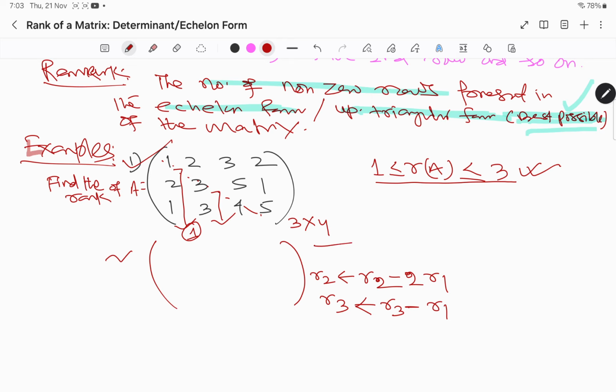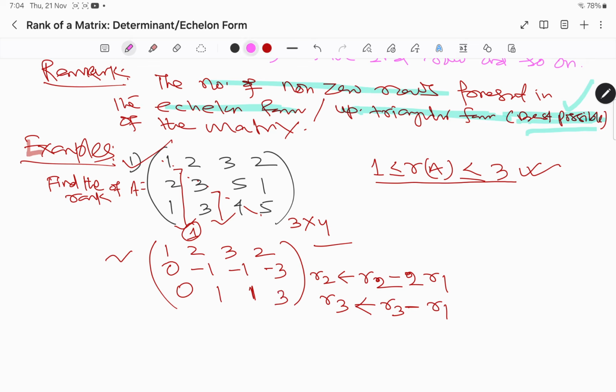So the first row remains as it is, 1 2 3 2. The second row, now 2 times the first row is subtracted here, so it is here 0, here minus 1, here minus 3. Then it is 1 minus 1, 0, 3 minus 2 is 1, 4 minus 3 is 1, 5 minus 2 is 3. Okay.